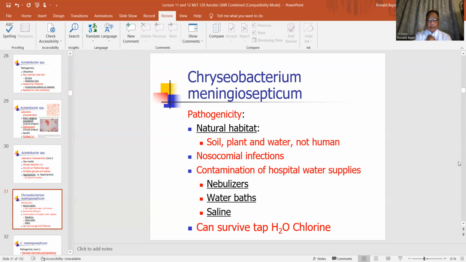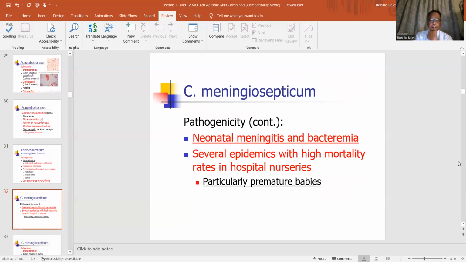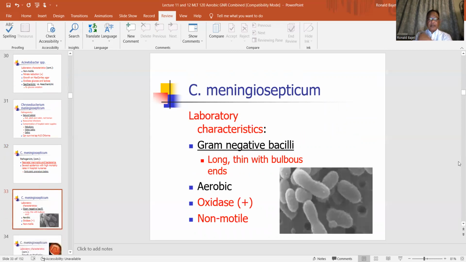Chryseobacterium meningosepticum can survive in tap water, even chlorinated tap water. Pathogenicity: neonatal meningitis and bacteremia. Several epidemics with high mortality rates in hospital nurseries have been caused by Chryseobacterium meningosepticum. So it's not an organism that we can overlook, but I want you to at least know it does exist, and it can be found in premature babies.